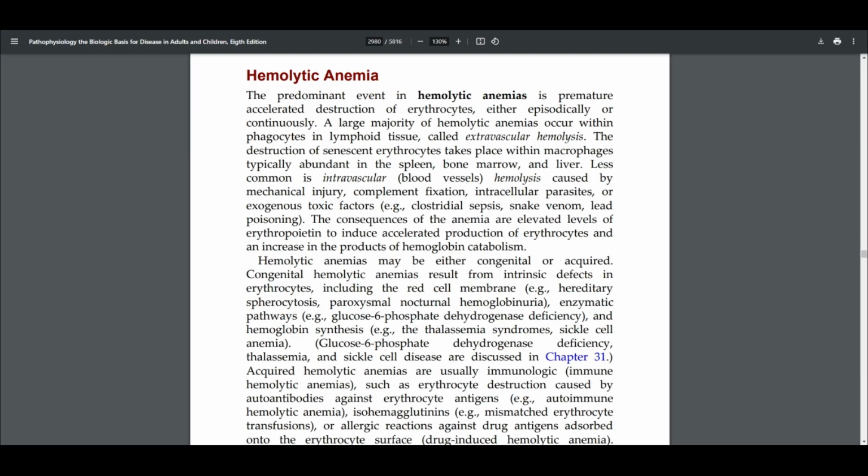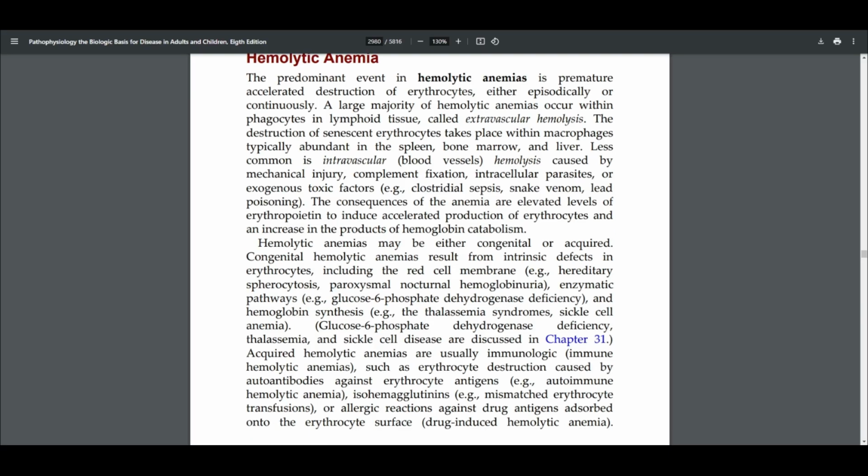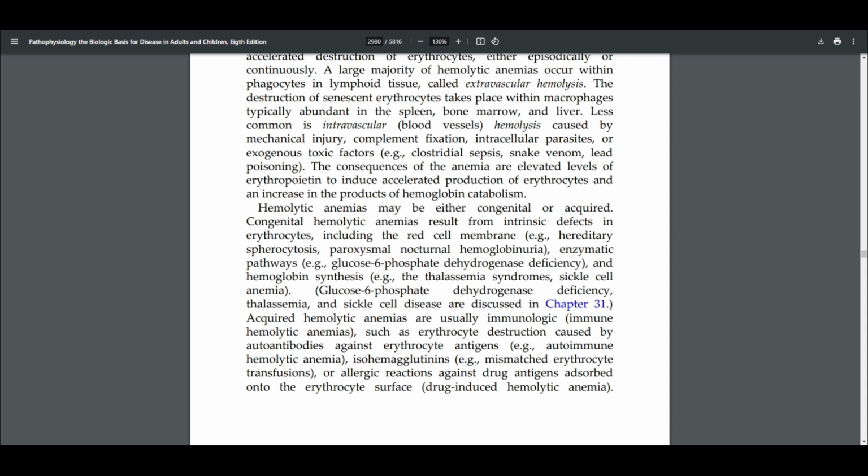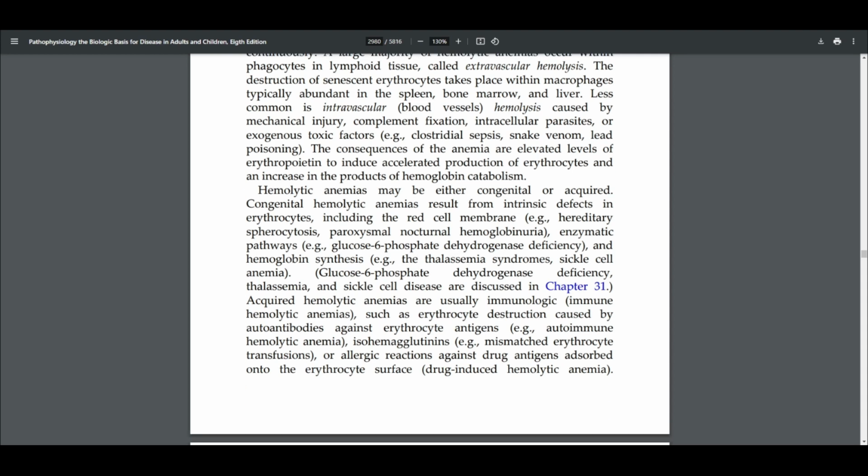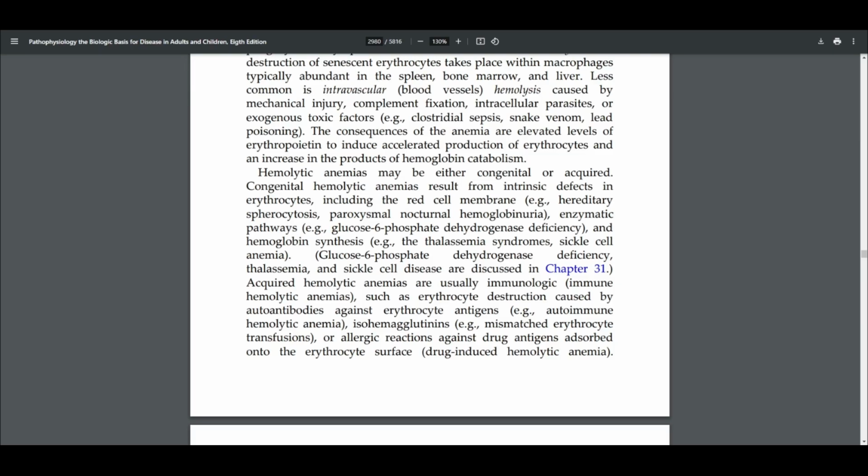The consequences of anemia are elevated levels of erythropoietin to induce accelerated production of erythrocytes and an increase in the products of hemoglobin catabolism. Hemolytic anemias may be either congenital or acquired. Congenital hemolytic anemias result from intrinsic defects in erythrocytes, including the red cell membrane, enzymatic pathways, and hemoglobin synthesis.